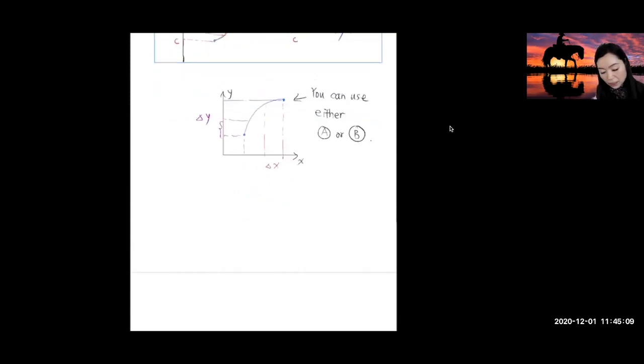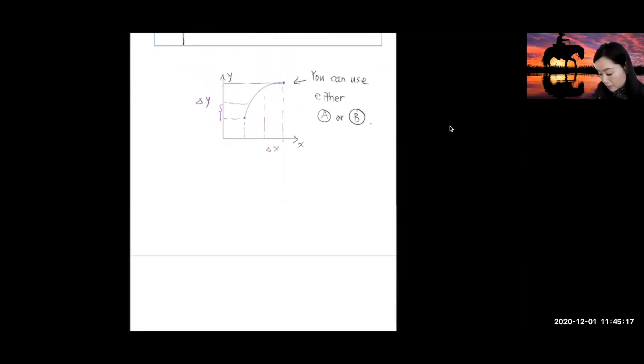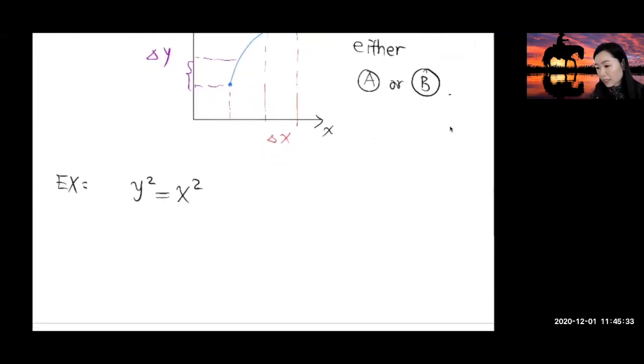Okay, now let's do one example. So we have this equation, y squared equal to x cubed. Sorry, at first I said x squared, but it's y squared equal to x cubed. This is called a semi-cubical parabola.